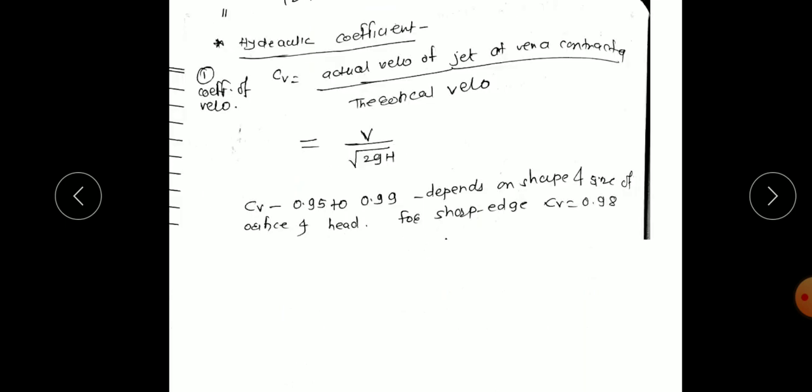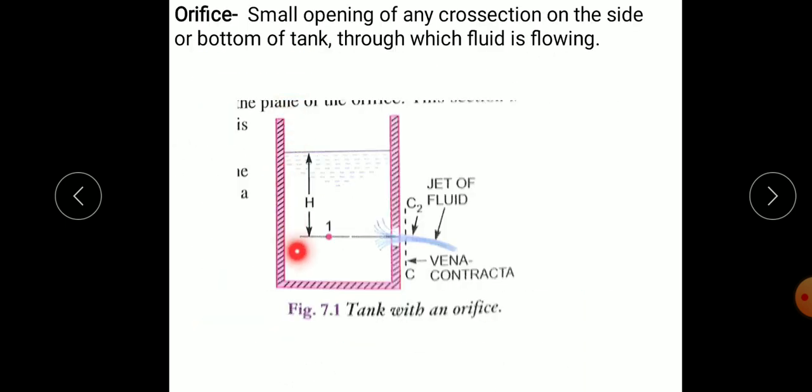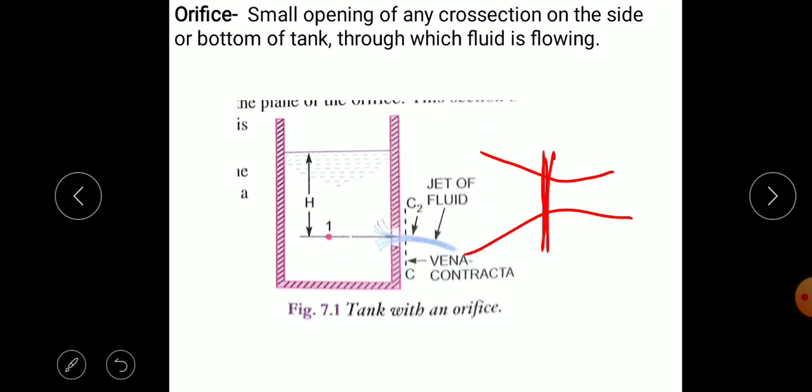Next, we obtain the expression for flow through the orifice. Here we again consider the same example, a circular orifice. In this diagram the available head of water above the center of the orifice is H, and vena contracta we considered in the last class. Vena contracta means the area through the orifice goes on decreasing. At a particular location, the area goes on decreasing up to a point.